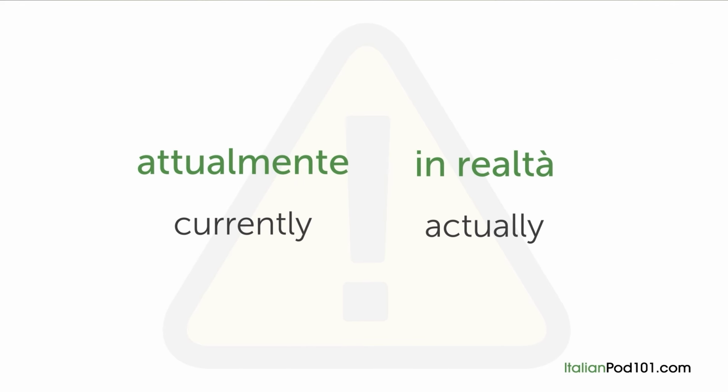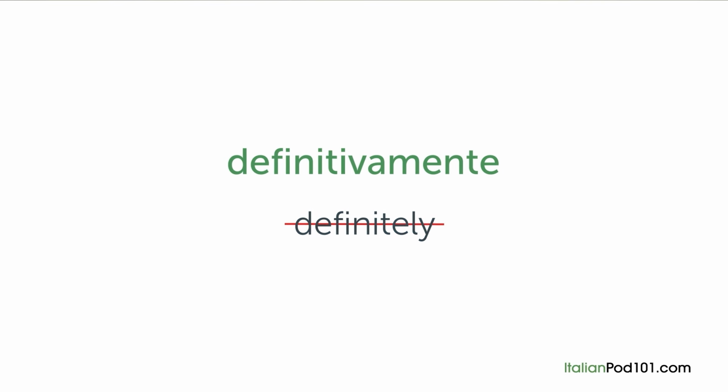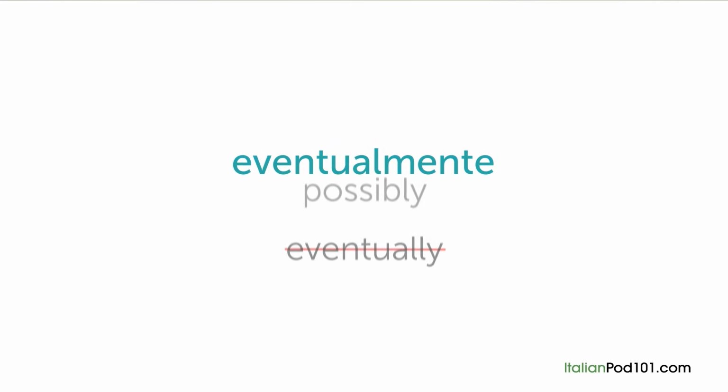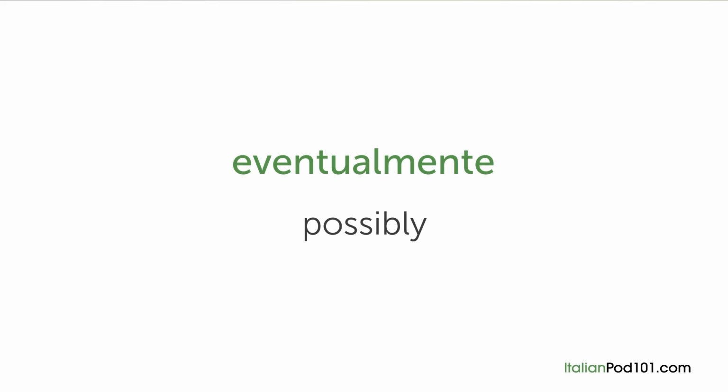Pay attention to verbs too. Attualmente means currently in Italian. The Italian for actually is in realtà. Definitely doesn't translate as definitivamente either. That means ultimately. Lastly, when you're talking about an event that's coming up later than expected, don't use eventualmente for eventually. Eventualmente means possibly, and, of course, there are many more.